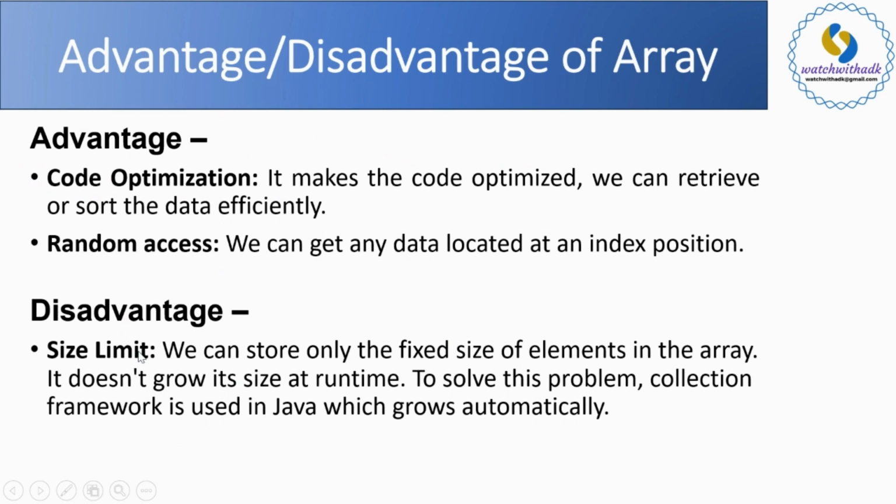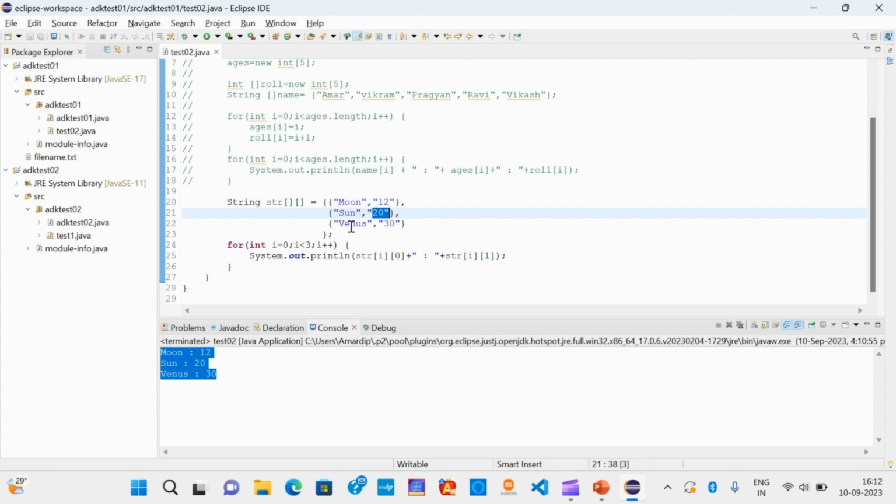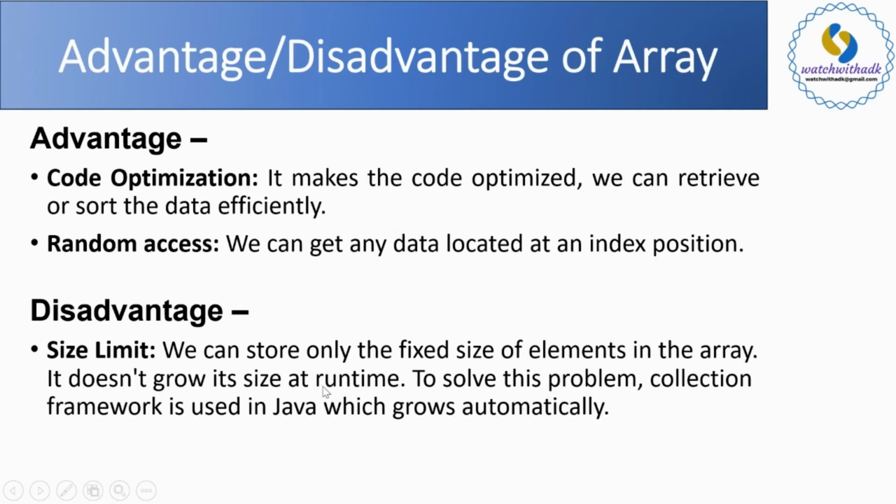The disadvantage is size limit. Since we can store only a fixed size of elements in the array, it does not grow its size at runtime. So here it is fixed, right? Later in the program you cannot shrink or grow it. To solve this problem, the collection framework is used in Java, which grows automatically. Later you will learn about the collection classes or collection framework, where you have some other structures as well which can grow or shrink their size at runtime.